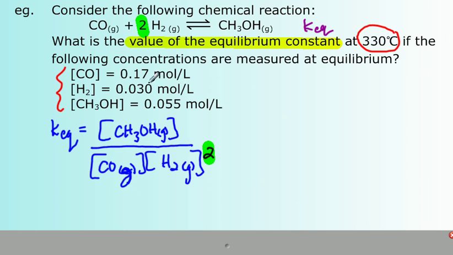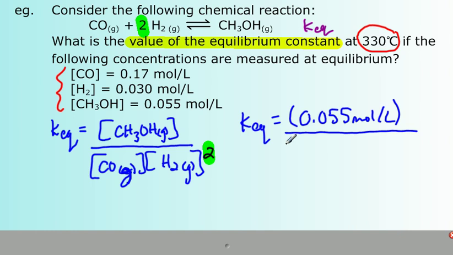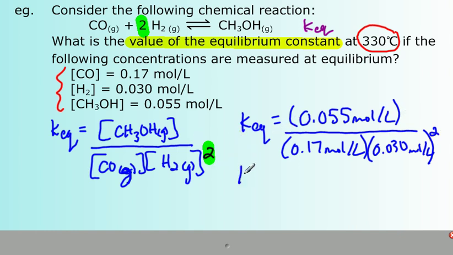So since we have actual values that we can sub in, we're given the concentrations at equilibrium, we can find a value for KEQ. So the concentration of methanol, 0.55 moles per liter, divided by the concentration of carbon monoxide, 0.17 moles per liter, and also in the denominator the concentration of hydrogen, 0.030 moles per liter squared. So don't forget to square that value. That's a very common error that people make, is forgetting these exponents.